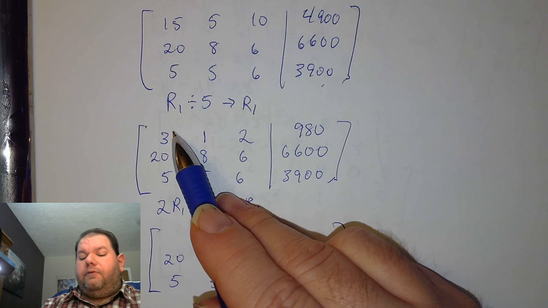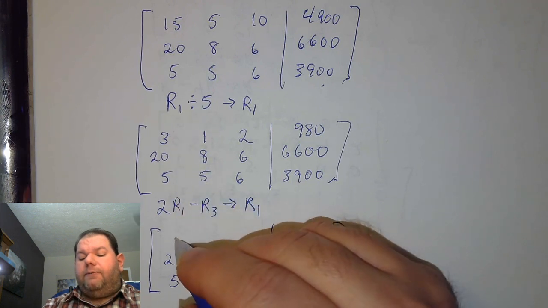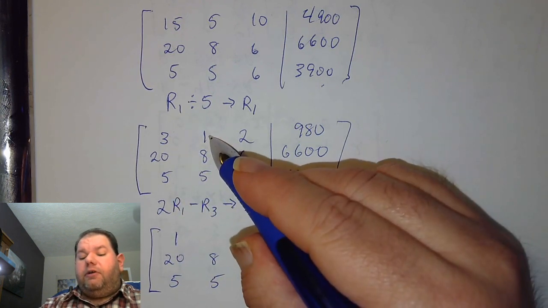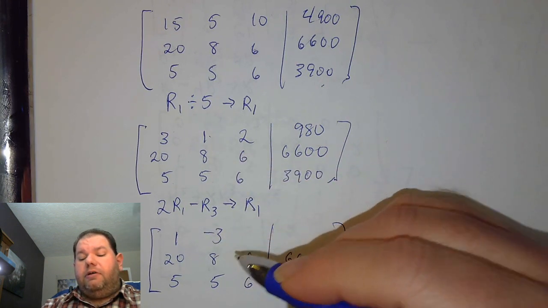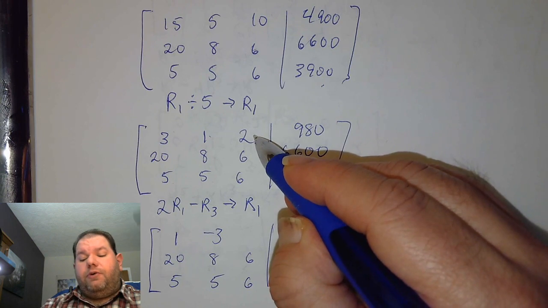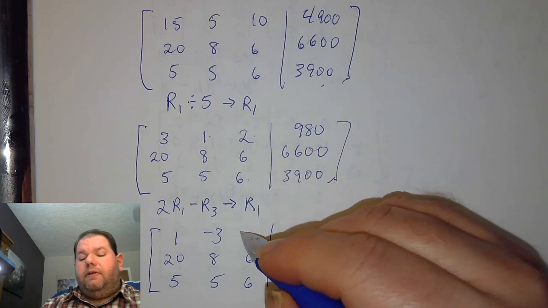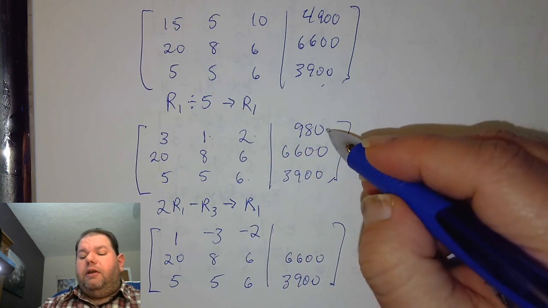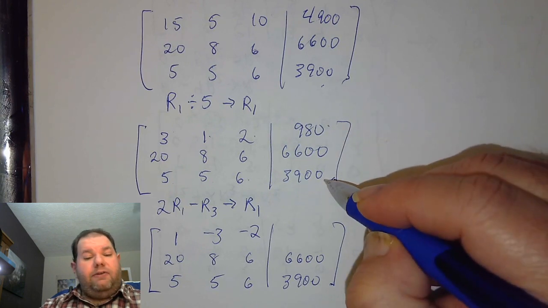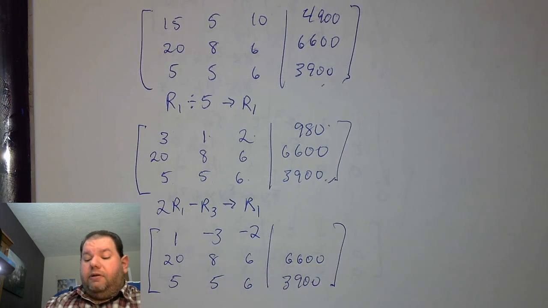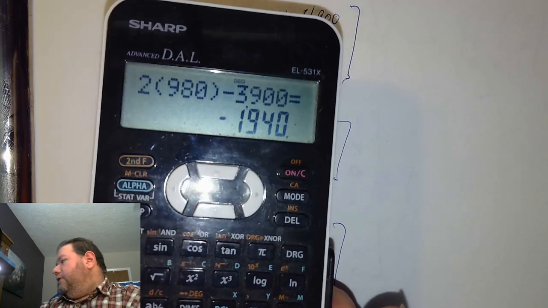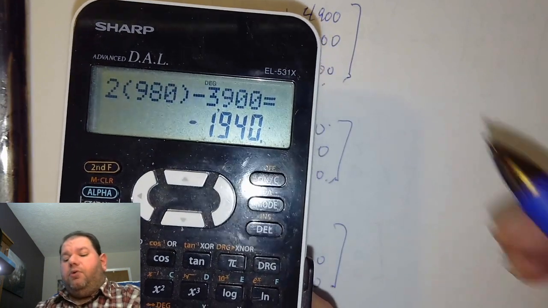So we do 2 times 3 is 6, minus 5 gives us 1. 2 times 1 is 2. 2 minus 5, negative 3. 2 times 2 is 4, minus 6 is negative 2. And 2 times 980, minus 3,900. So we'll go to the calculator for that. 2 times 980, minus 3,900. So that gives us negative 1,940.